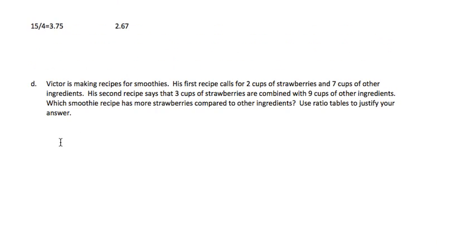Finally, Victor is making recipes for smoothies. His recipe calls for 2 cups of strawberries and 7 cups of other ingredients. The second recipe says that 3 cups of strawberries are combined with 9 cups of other ingredients. And they want us to find which smoothie recipe has more strawberries compared to the other ingredients. So if Victor has 2 cups of strawberries to 7 cups of the other ingredients, then his second recipe is 3 cups of strawberries to 9 of the other ingredients.